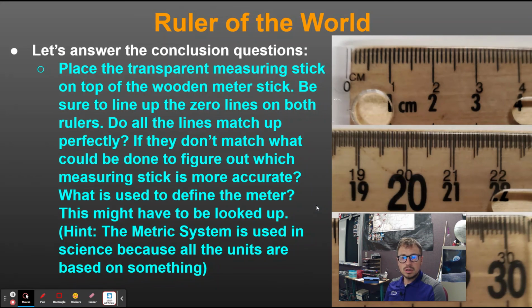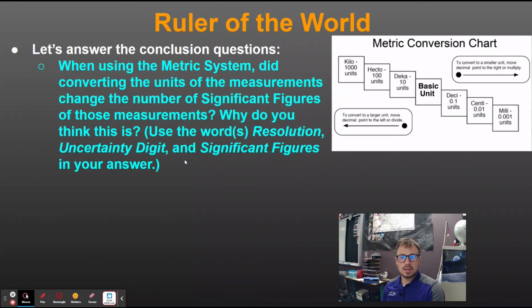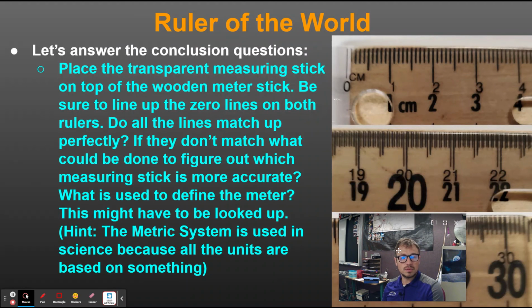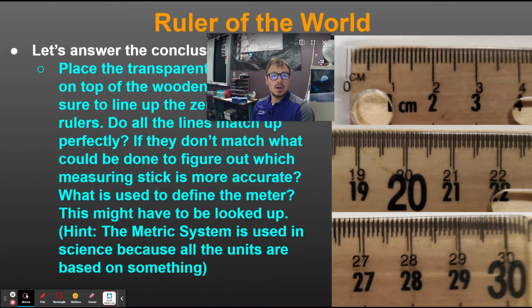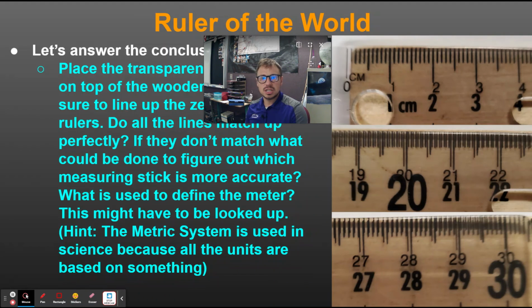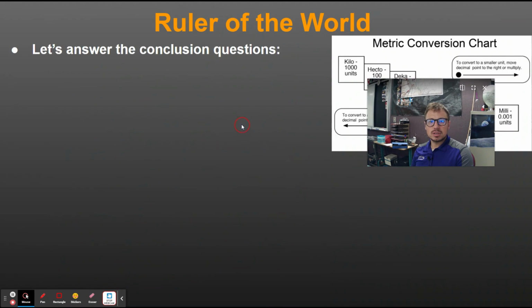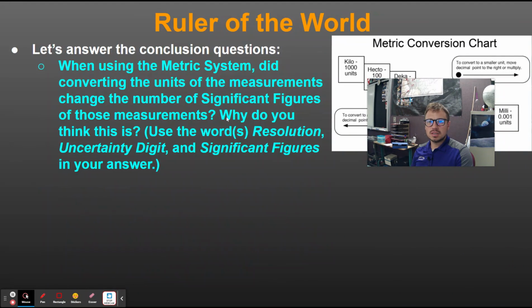So remember, we just learned about what the meter is. Remember, the metric system is used in science because all the units are based on something universal. The meter is defined by the length that light travels in a vacuum in a certain amount of time. So it's based on something universal. So yes, one of these is going to be more accurate than the other, and we have an exact definition to compare them to.